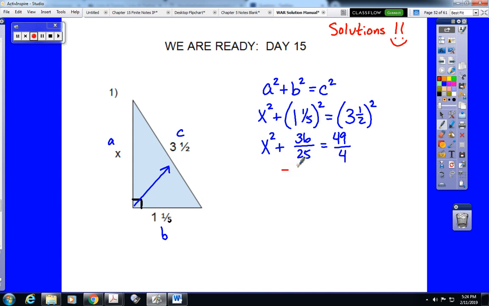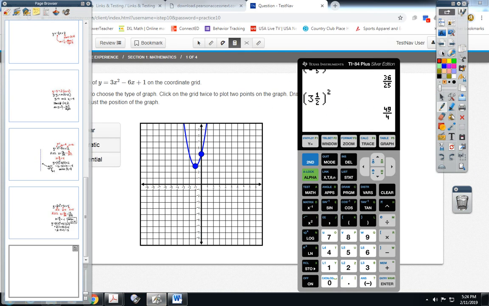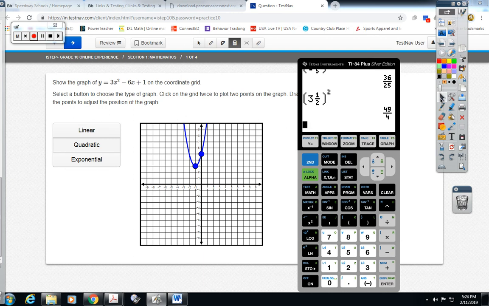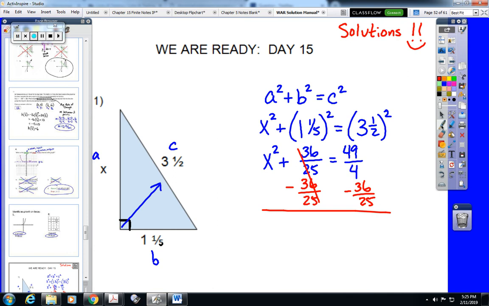So then we would, if we're solving this, we would move those numbers to one side by subtracting 36 over 25 from each side. Again, that can be accomplished on here. We've already got 49 over 4 pulled up, so we're going to hit minus alpha y equals. Now we want an improper fraction, so we want option 1. And we are subtracting that 36 over 25. So we type in 36, arrow down, 25, enter. That is 1081 over 100.